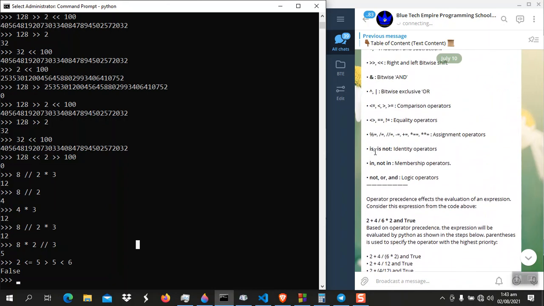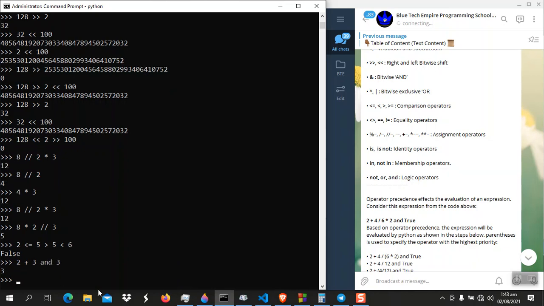It has a higher precedence than is not, or is not in and not in, not or, and, which have the lowest position at the bottom of the precedence. So for example, if you have 2 plus 3 and 3, it's going to first do 2 plus 3 before the and. The result of 2 plus 3 is going to be ANDed with 3. So 5 and 3 is going to give you 3.